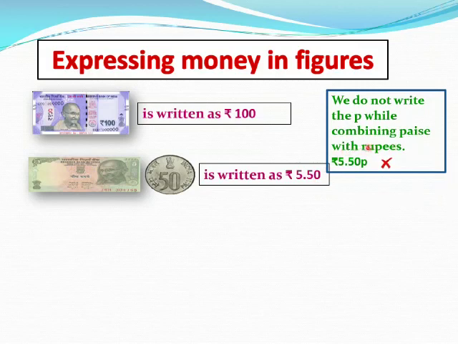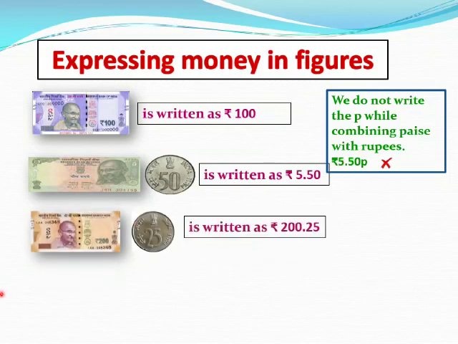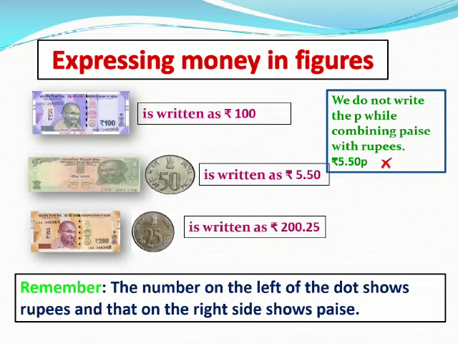Now let us see next question also, a combination of rupees and paise. So this is written as, first write the rupee symbol, then write the amount rupees, that is 200, put a dot, then write 25 paise. Okay, 25. So this is the way to write in figures, rupees 200.25. Remember, the number on the left side shows rupees and that on the right side shows paise.